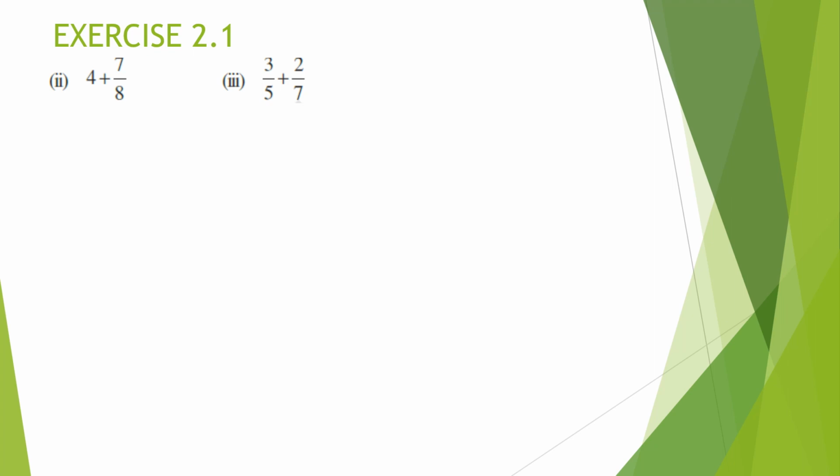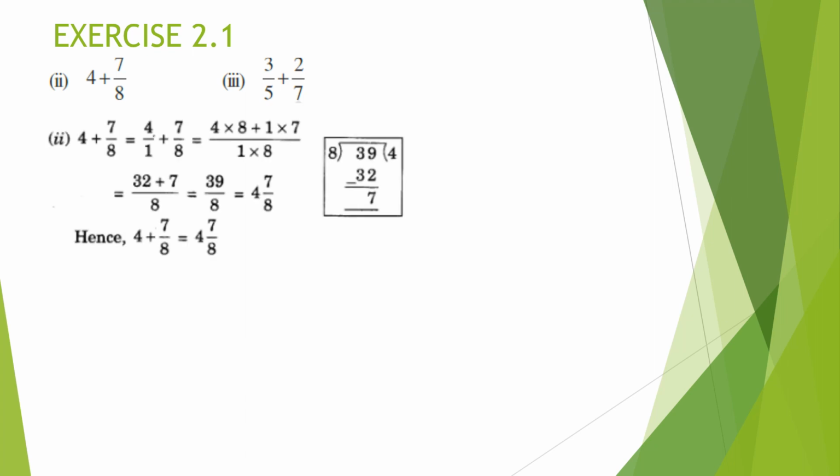Second part, 4 plus 7 by 8. Children, here the first fraction, that is 4 is a whole number and 7 by 8 is a fraction. So first of all we can convert 4 into fractional form. How we can convert 4 into fractional form? Yes, by keeping 1 as the denominator. So 4 plus 7 by 8 can be written as 4 upon 1 plus 7 upon 8.